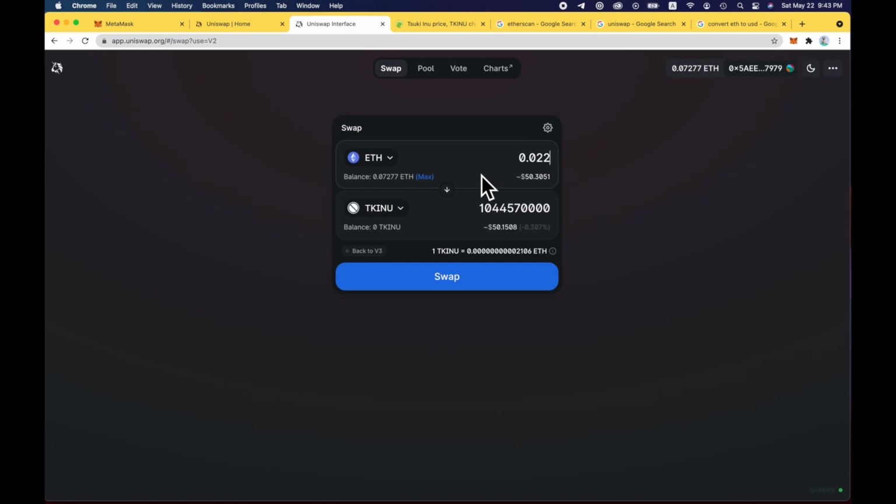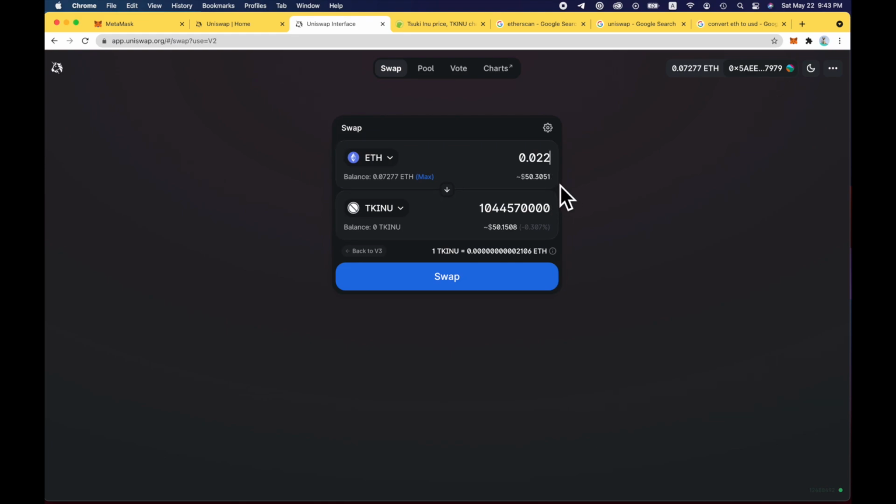If I wanted to do the maximum of the ETH in my wallet, Uniswap provides this very convenient maximum button, and I could click on that, and that would automatically trade the maximum ETH that I had in the connected wallet, but I don't want to do that.